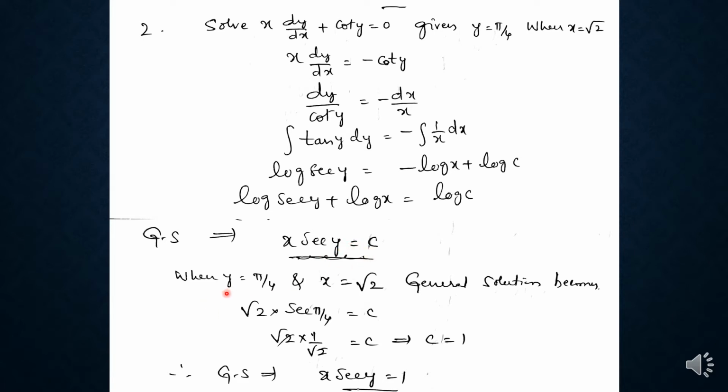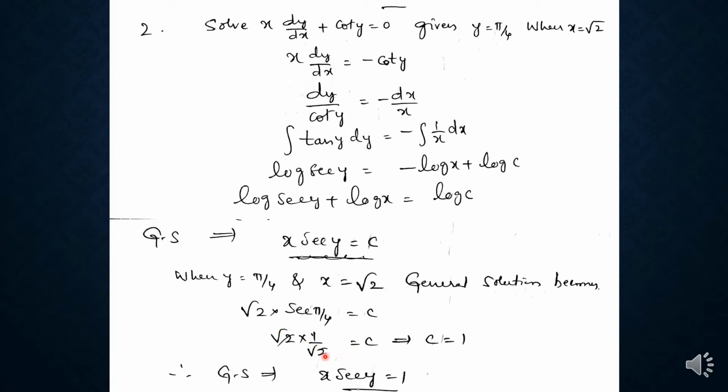We are given in the problem that y is equal to pi by 4 when x is equal to root 2. By substituting these values in the general solution, we will get the value of the constant. By putting y is equal to pi by 4 and x is equal to root 2 in the general solution, it becomes root 2 into secant pi by 4 is equal to c. So what is the value of secant pi by 4? Secant 45 degrees is 1 by root 2. So that is root 2 into 1 by root 2 is equal to c.